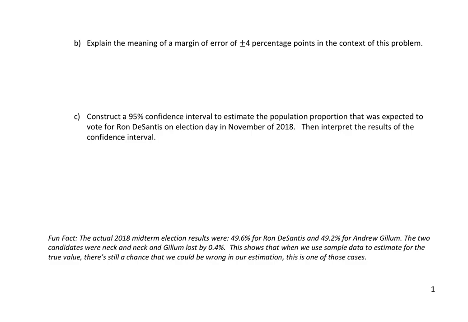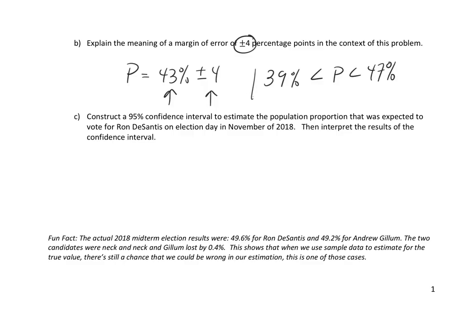From part B, using that 4 percentage point margin of error to estimate for P, using our sample data of 43%, so plus or minus 4%. If we use this sample statistic and this margin of error, we could write a confidence interval to estimate for P and say that we estimate that the true proportion value for votes for DeSantis is going to be between 39% and 47%. But with this confidence interval, I don't really know what the level of confidence is.